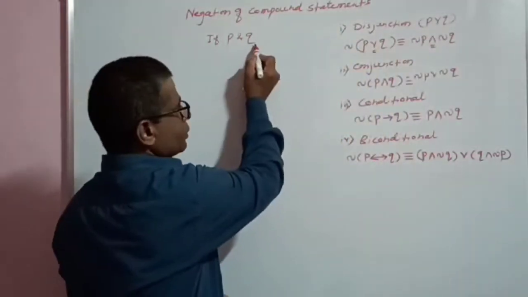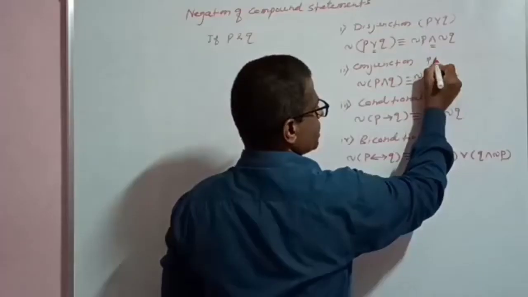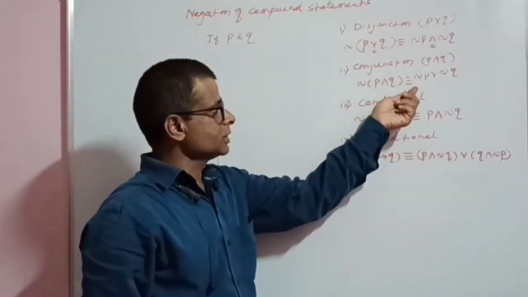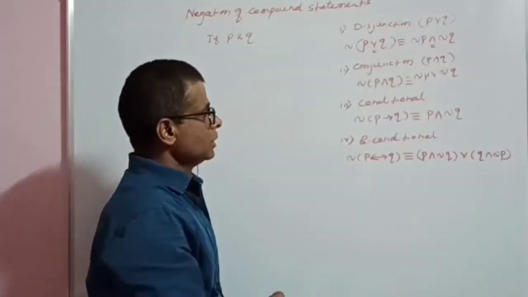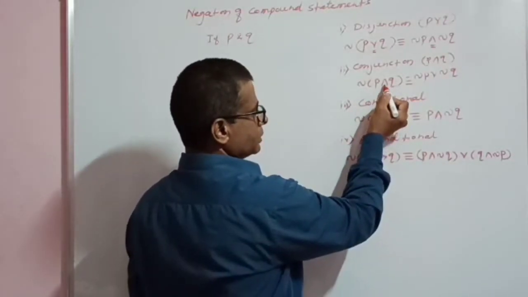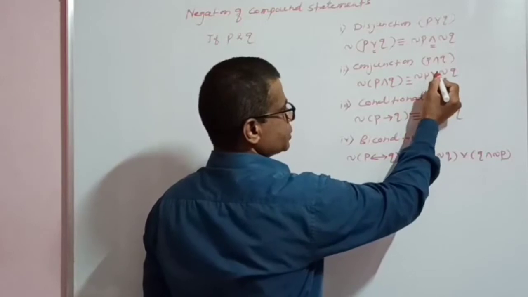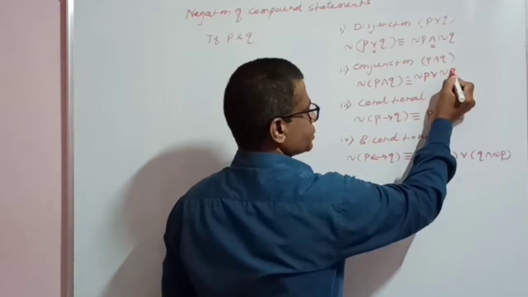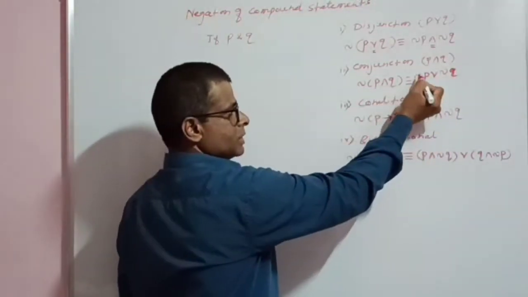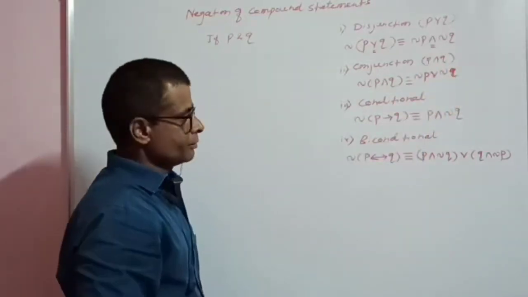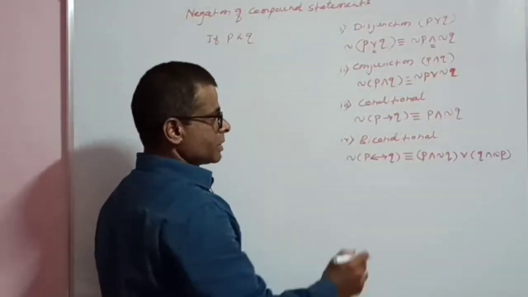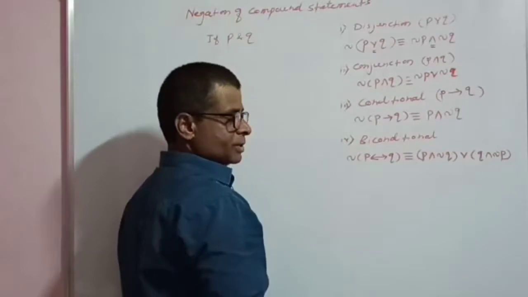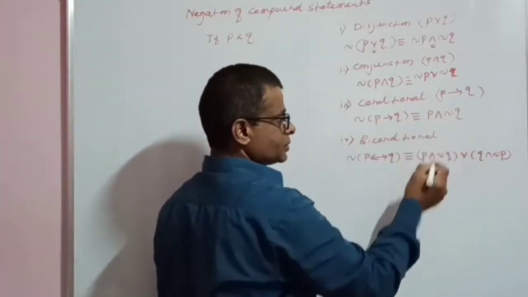Then if P and Q are any two statements, their conjunction is denoted by P conjunction Q. The negation of P conjunction Q is logically equivalent to negation of P disjunction negation of Q. While taking the negation of a conjunction, the conjunction changes to a disjunction, and you have to take the negation of each statement, negation of P, negation of Q. Then if P and Q are any two statements, their conditional statement is denoted by P implication Q. The negation of P implication Q is given by P conjunction negation of Q.